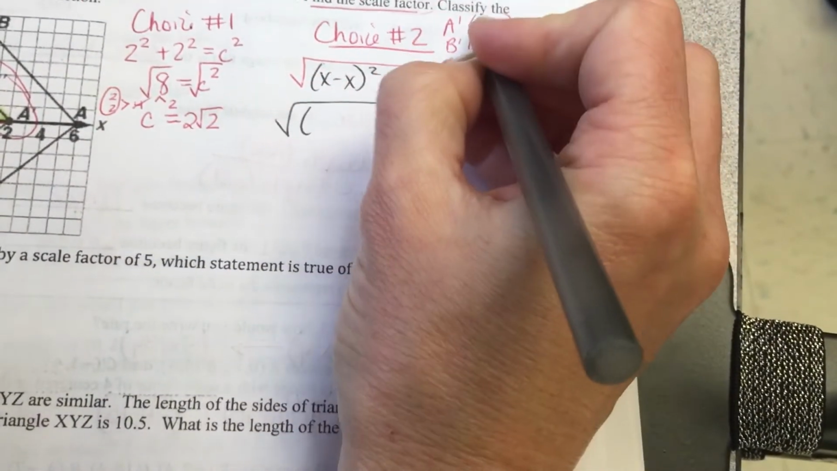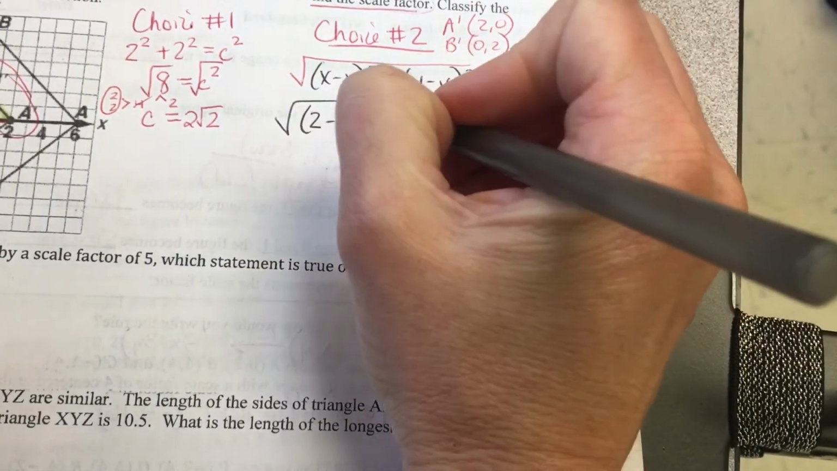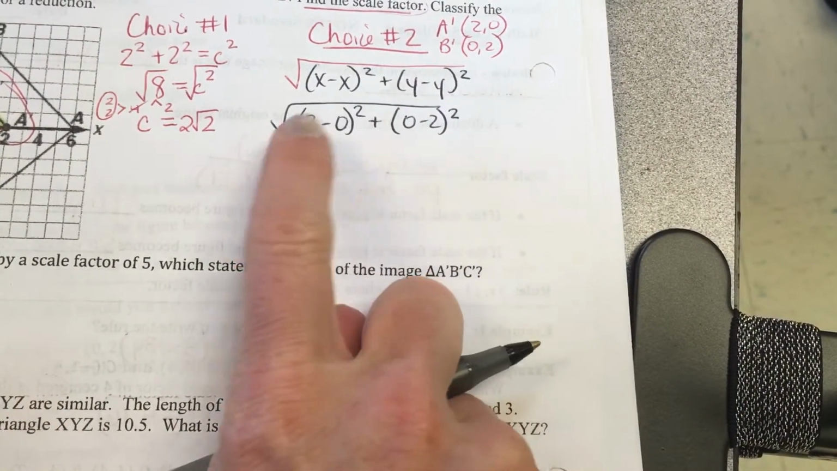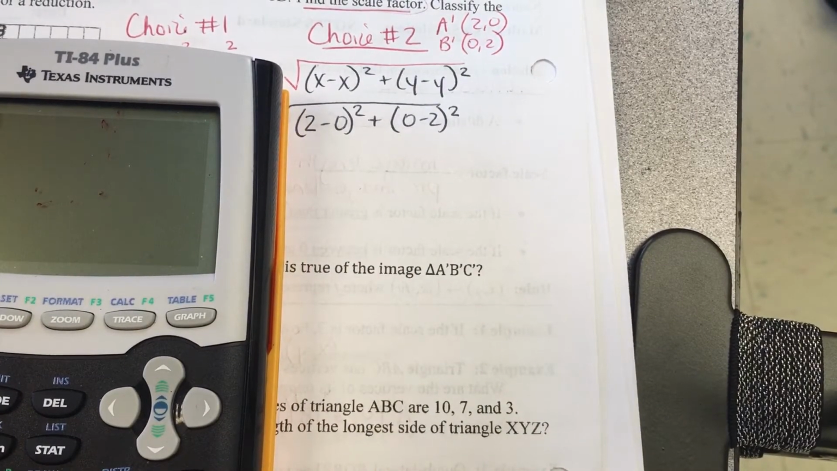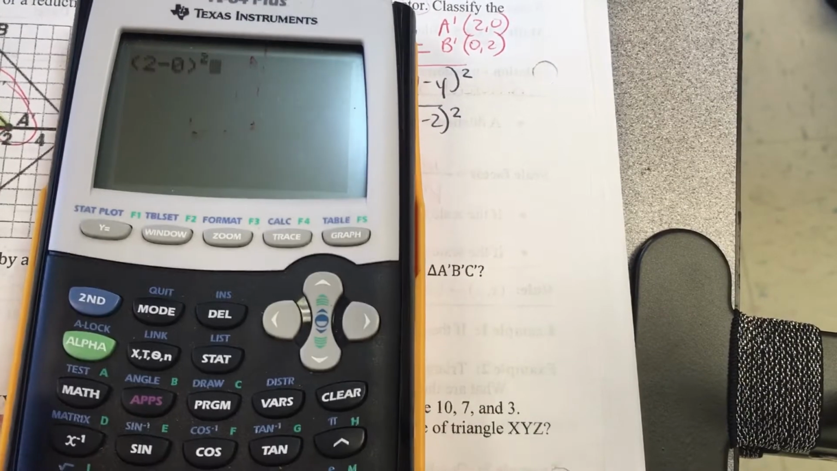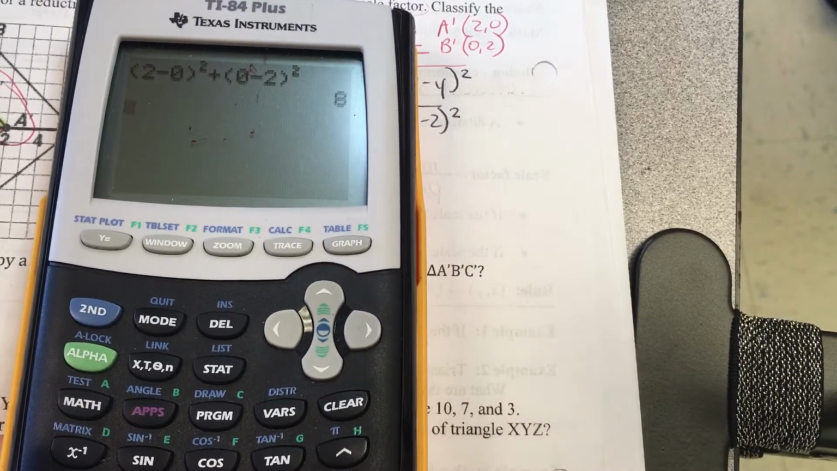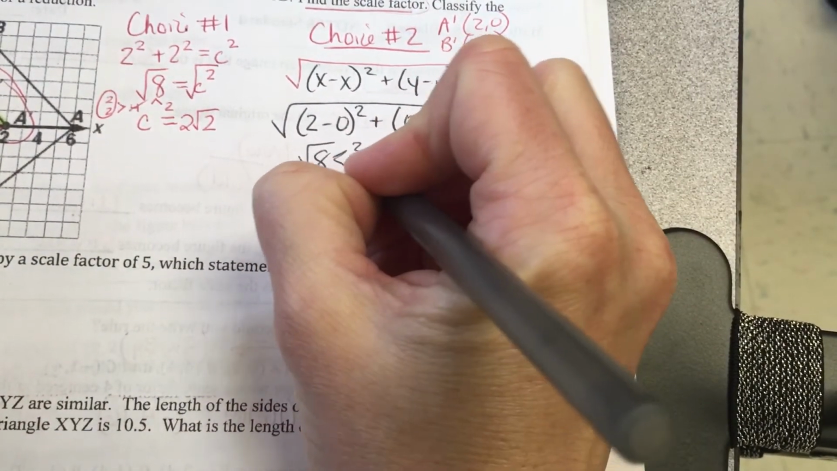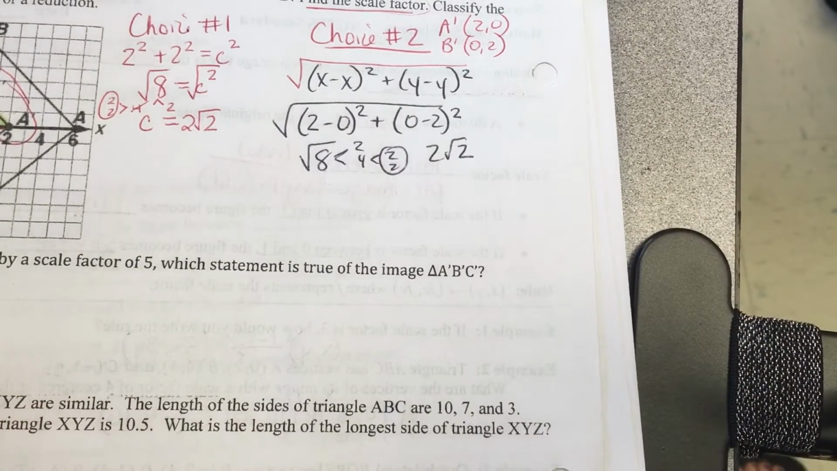So you do square root, your x values are, and your y values, same thing, okay? And you would type all that in your calculator, not the square root part. You would type the other part in, parentheses, 2 minus 0 squared plus 0 minus 2 squared. And you get what? 8. You get the same thing, right? So square root of 8, 2 and 4, 2 and 2, so you get 2 root 2. Okay? Which way do y'all like better?